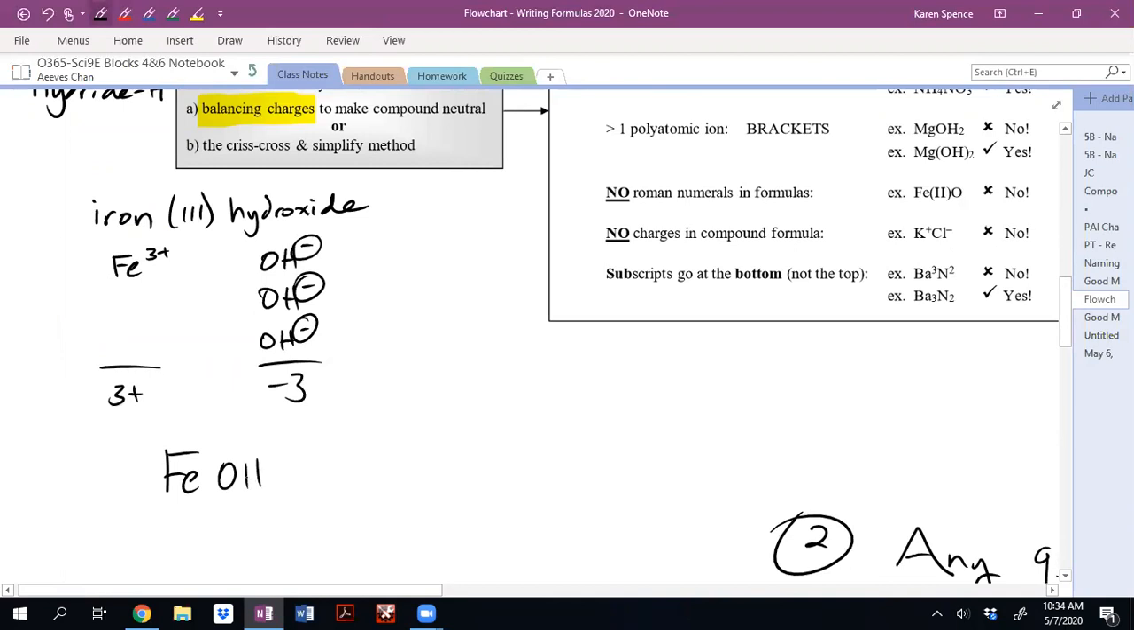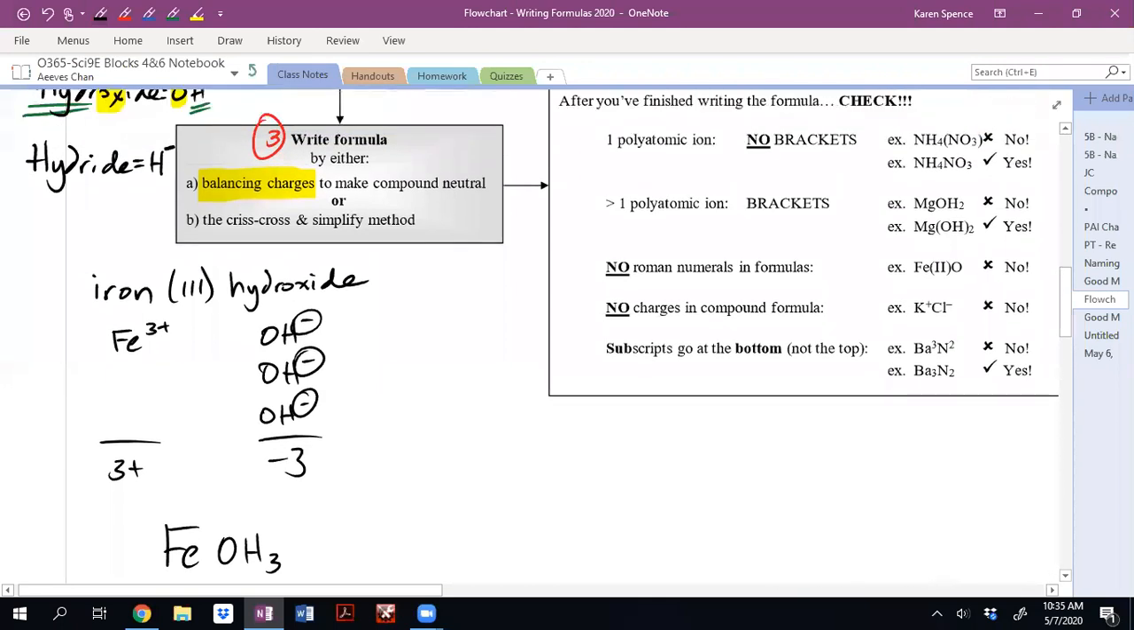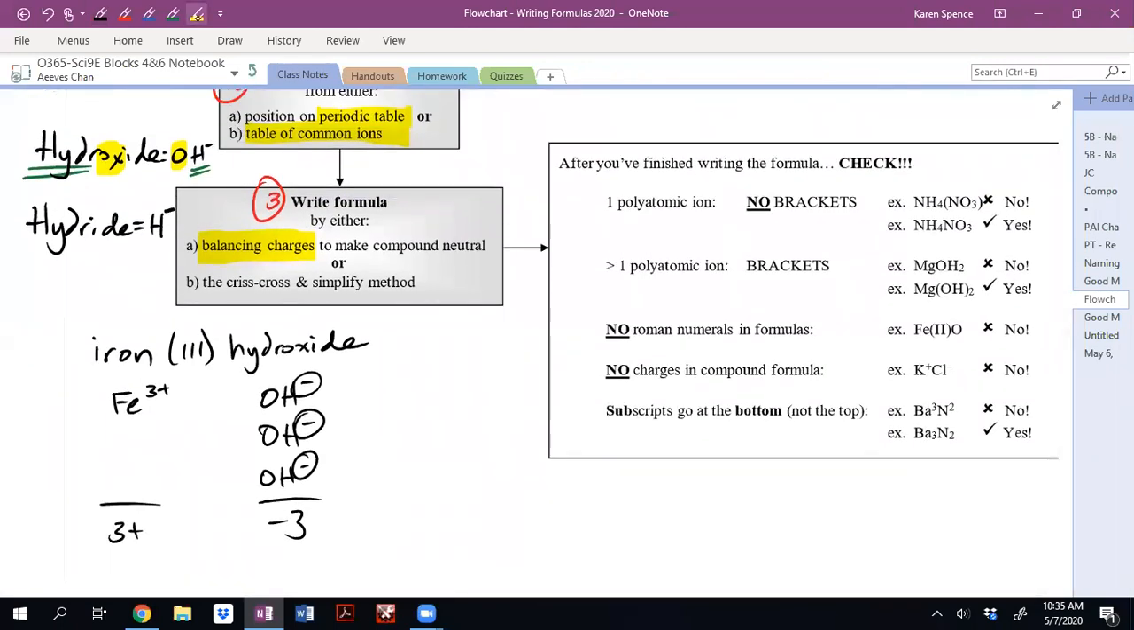Maybe you write FeOH3 and you're like, yeah, done. Whew. I got 3 hydroxides and I got 1 iron. This is where you're going to come to the part where you check. After you've finished writing the formula, you are always going to check.